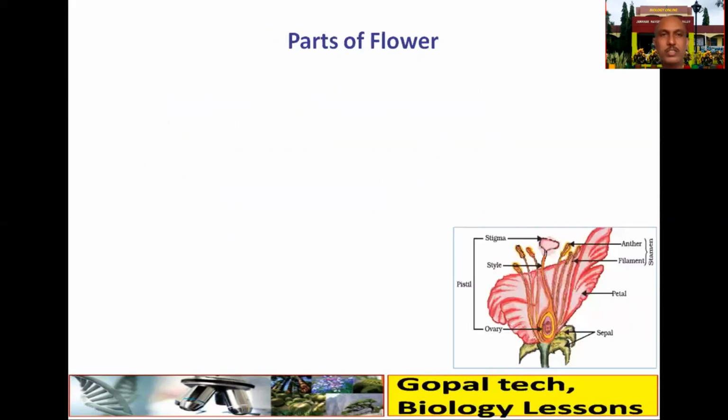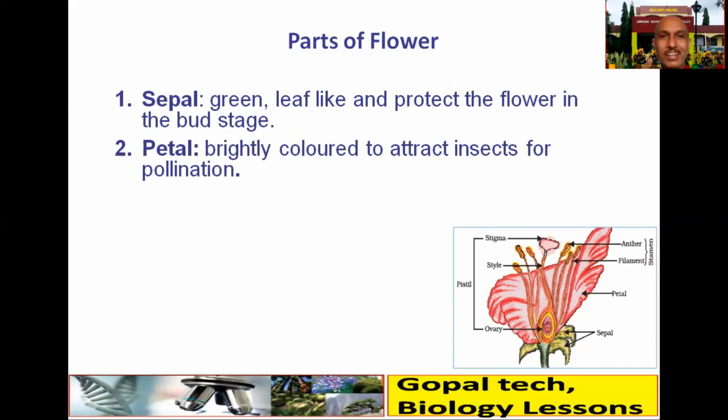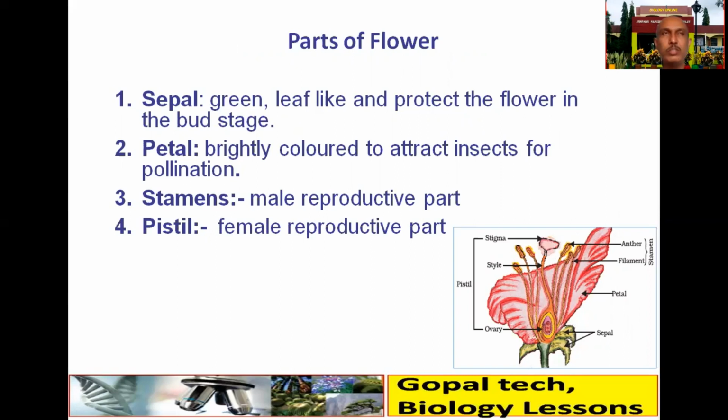So the flower consists of sepal, which is green in color, leaf-like, and protects the flower, especially during the bud stage, and prepares the food. Petals are brightly colored. They attract insects or other organisms for pollination. And stamens, we know, are the male reproductive part, and the pistil is the female reproductive part. So you can draw this diagram: sepal, petal, then here the stamen, that is anther and filament, then the pistil, ovary, style and stigma.